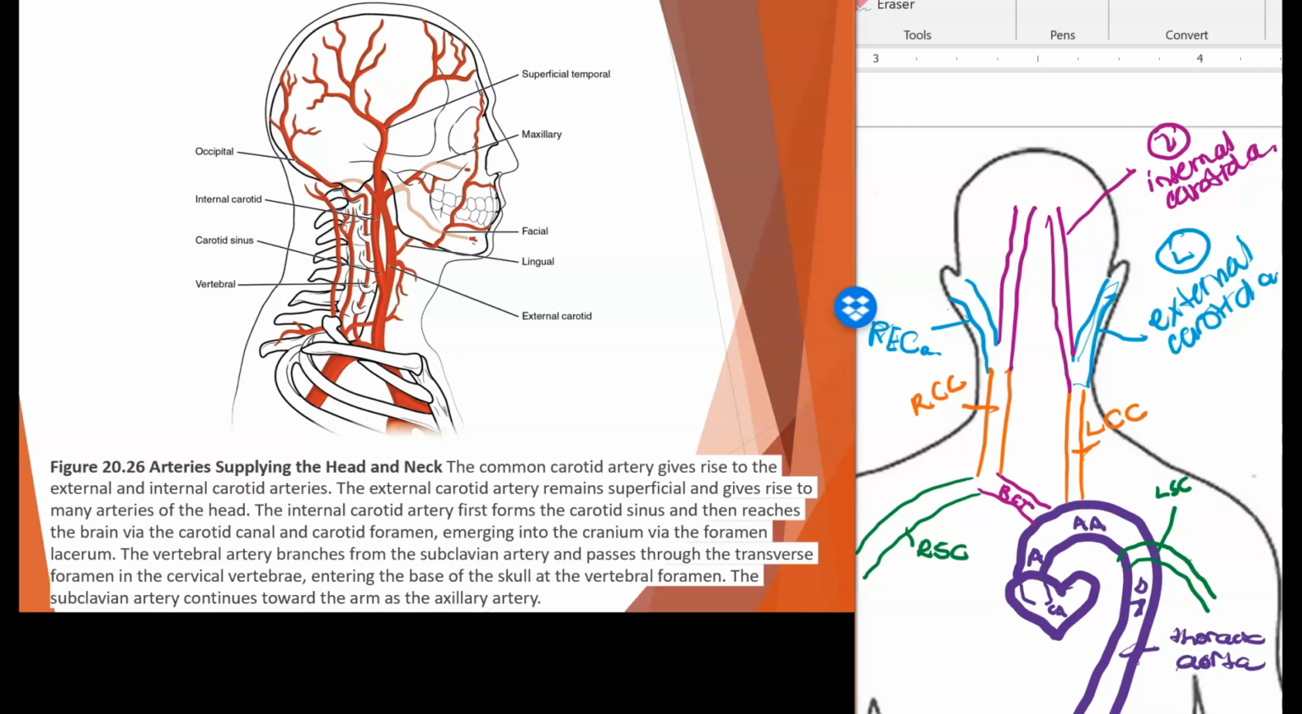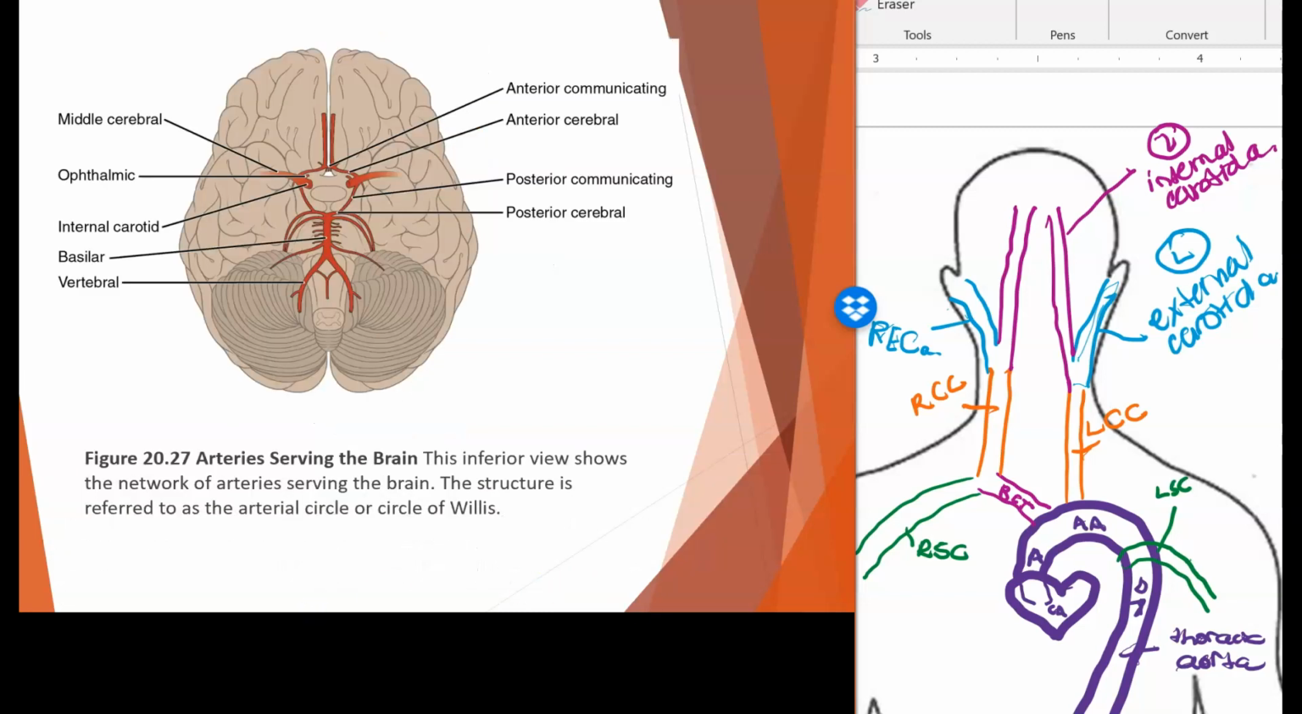And then the other artery I wanted you to be aware of is the vertebral artery. Notice how that is moving through the transverse foramen of those cervical vertebrae, and that vertebral artery comes off of the subclavian artery on both sides. Okay. This one I'm not going to draw out, so let's just follow along on the slide.